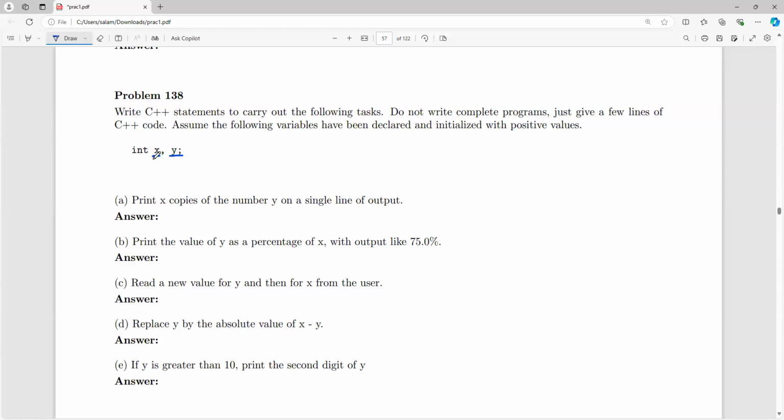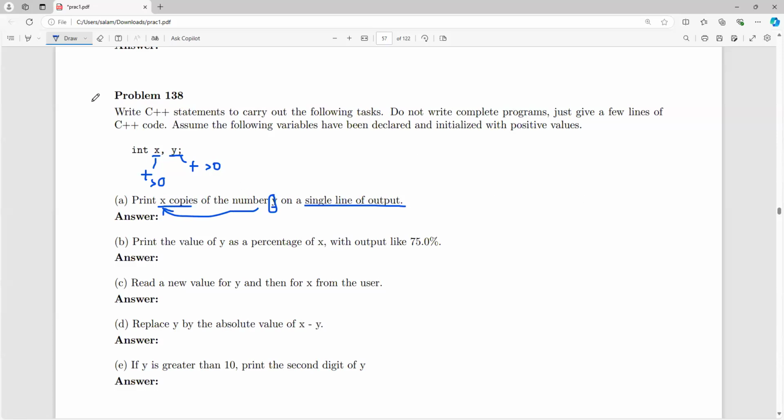But okay, so we know that X is a positive integer. Y is also a positive integer. So this means they're both declared, and they're both greater than 0, fine. So print X copies of the number Y on a single line of output. Okay, how do we do this? Well, we see that we're doing a single task multiple times, right? So we're printing Y X times. Does everyone see that?